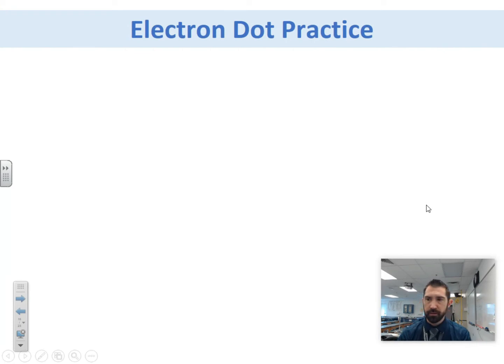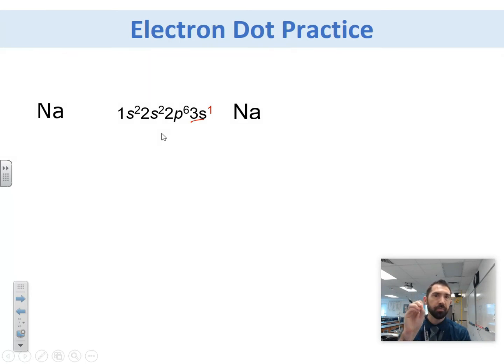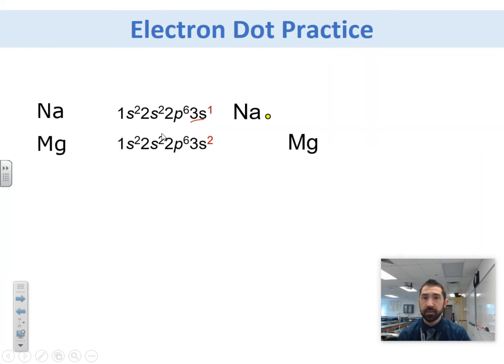I'm not even going to really work you too much through this practice. If you look at sodium's configuration, it's going to end in an S1. So the outermost energy level is the third, which means 1 valence electron, or just look at sodium. And right above that group, you should have a big number 1. So there's your 1 valence electron. We're going to move over to magnesium. Ends in S2, 2 valence electrons. There you go. I mean, honestly, I think you get the idea.